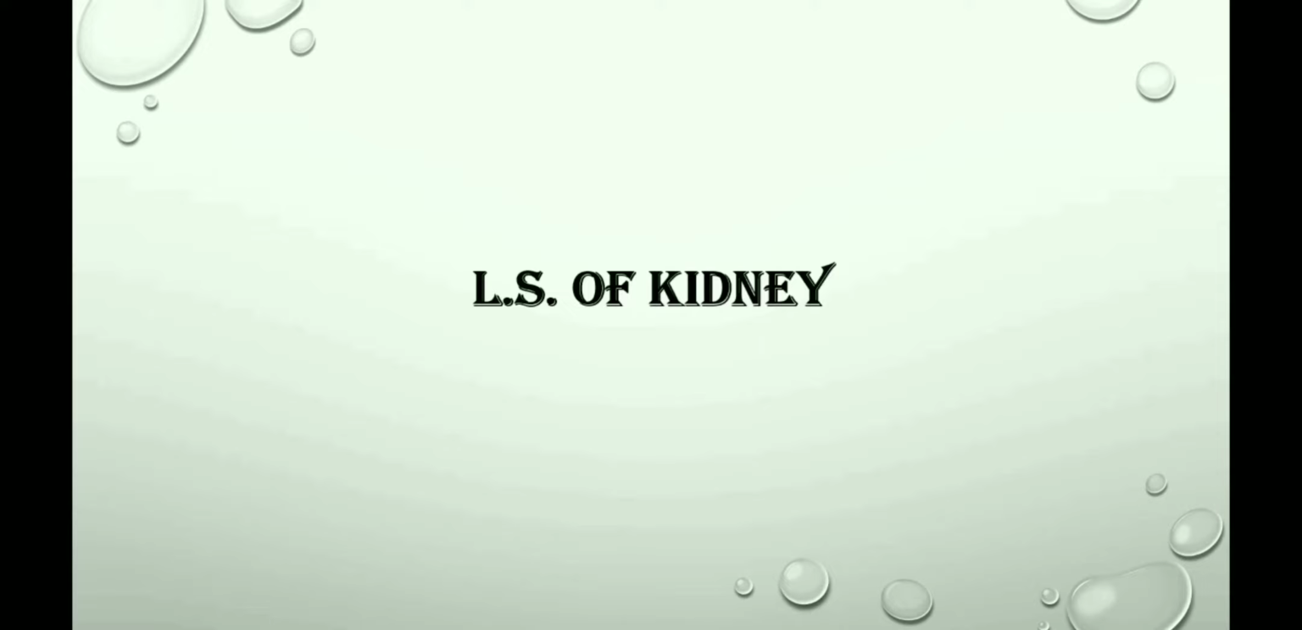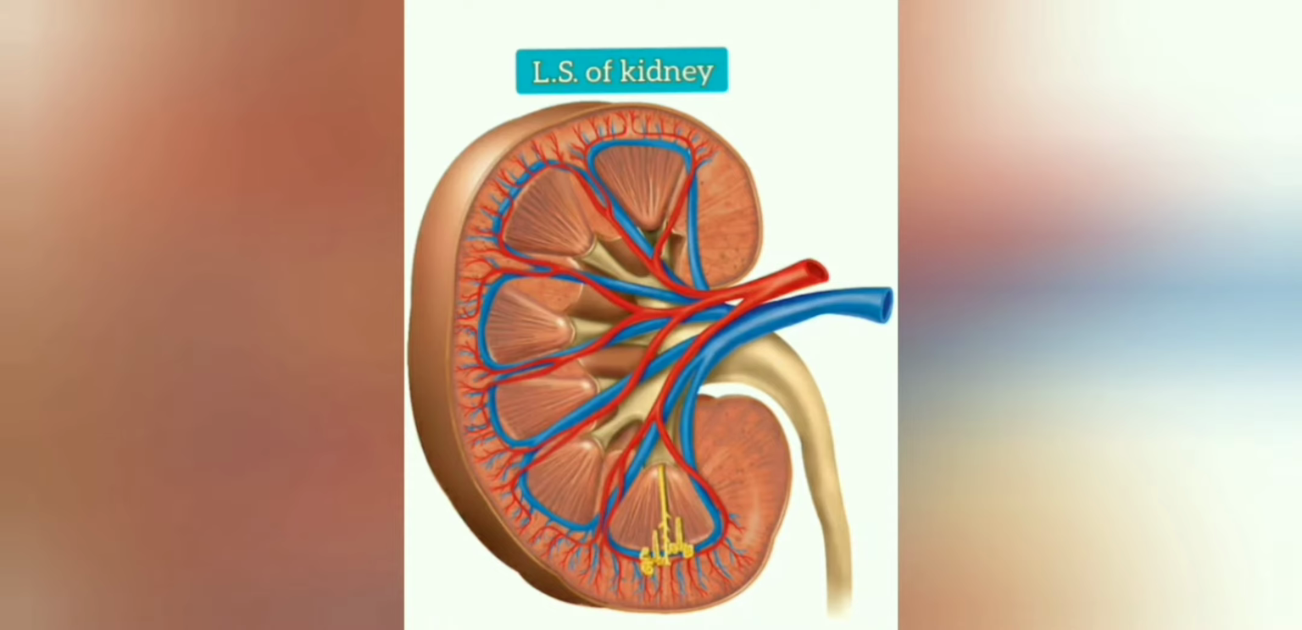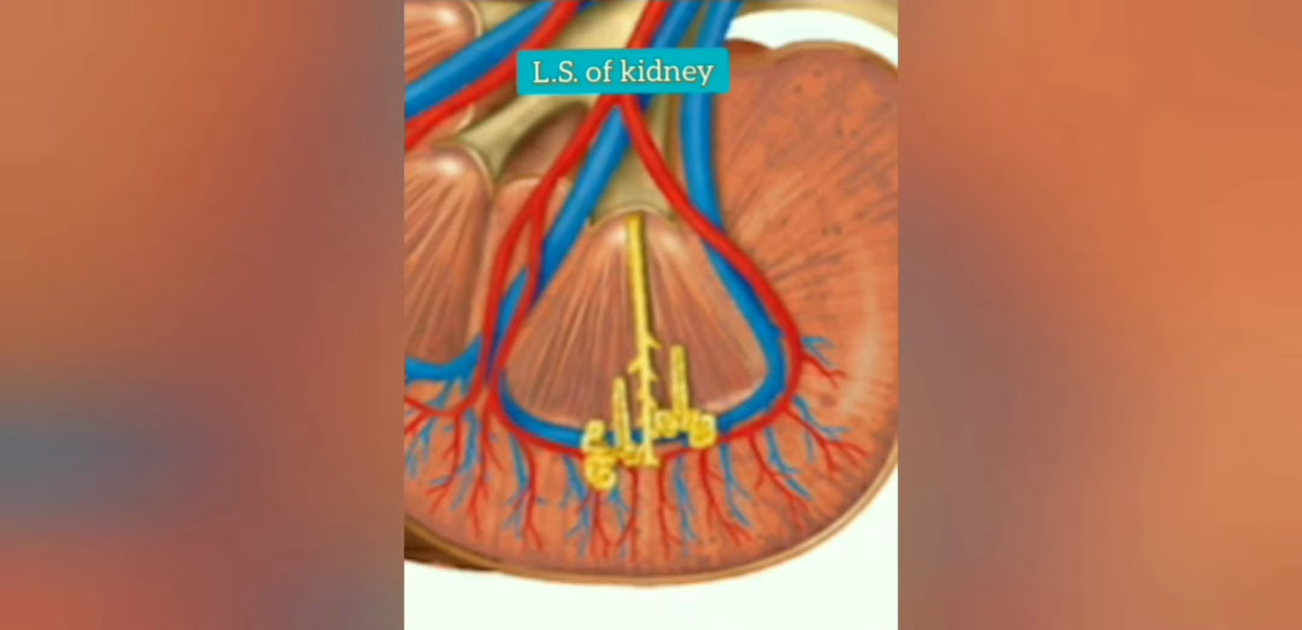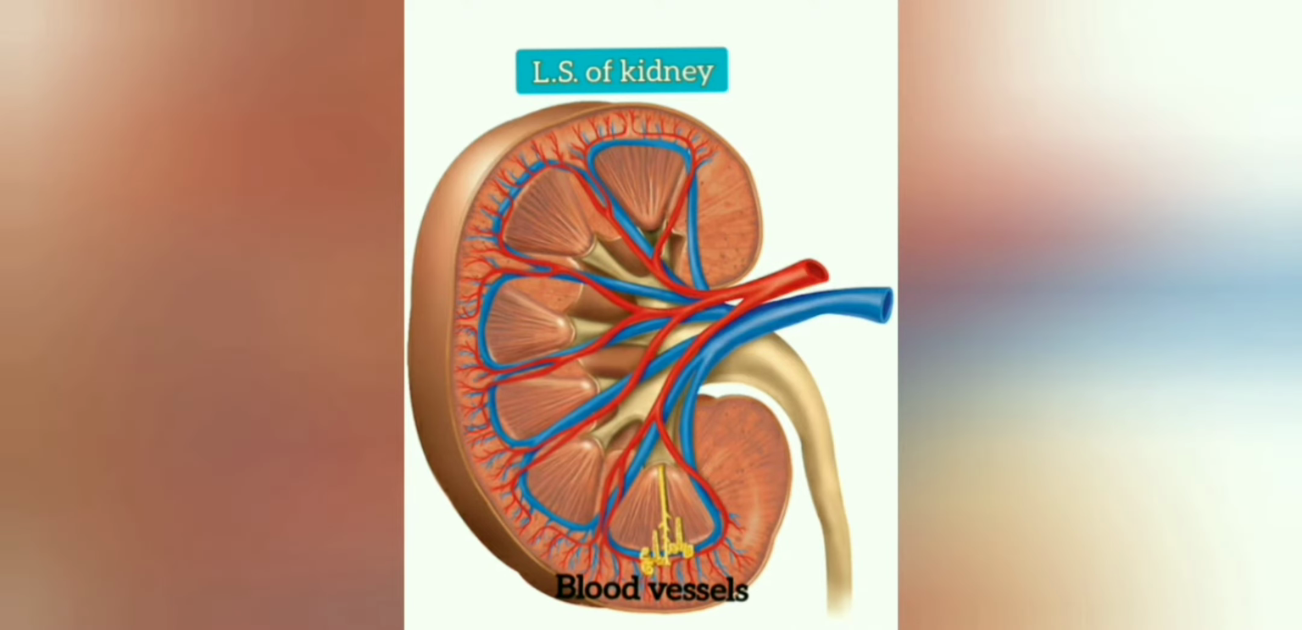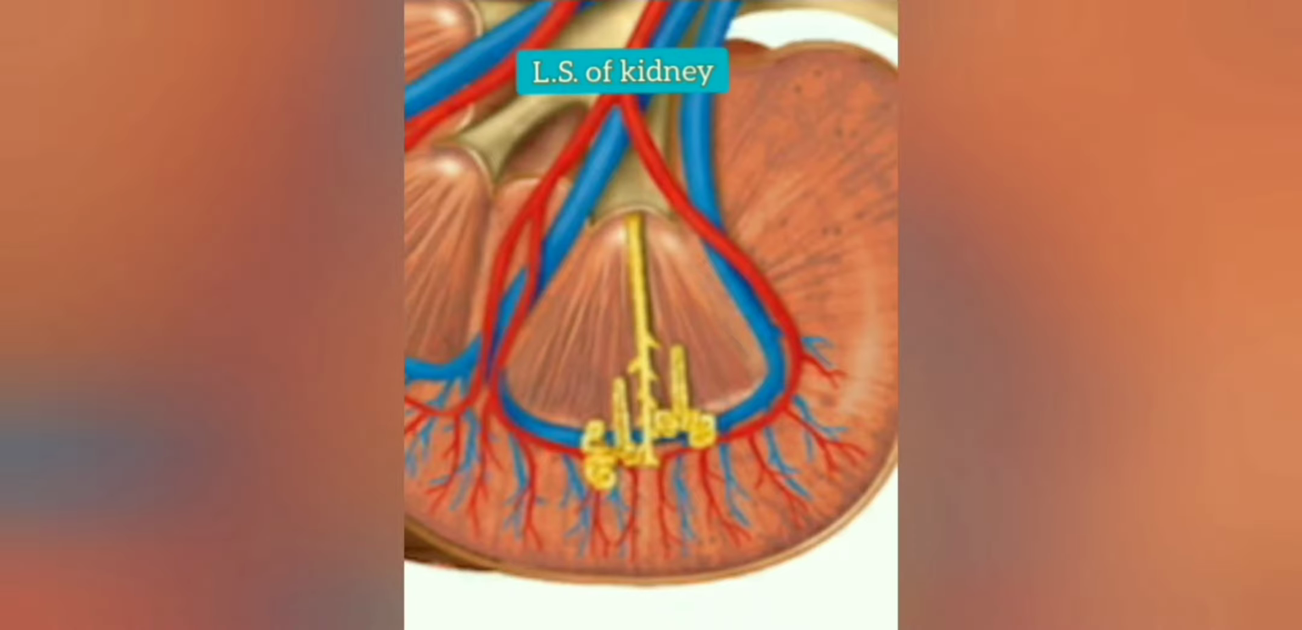Now let's start with LS of kidney. LS of kidney shows two distinct regions. They are renal cortex and renal medulla. Renal cortex is outer or peripheral, a red-colored and granular region. It contains malpighian bodies, convoluted tubules, and blood vessels. Renal medulla is inner region with pale red color and striated appearance. It consists of loop of Henle and collecting ducts.